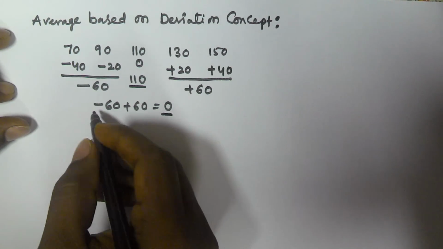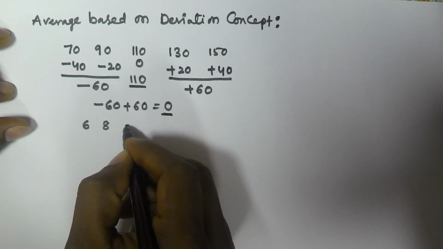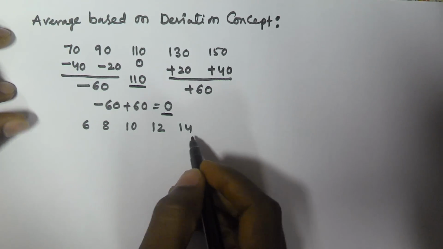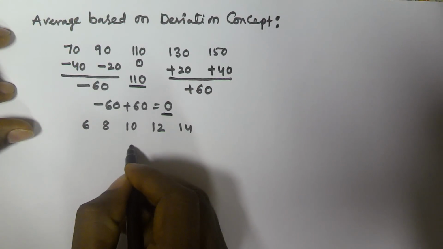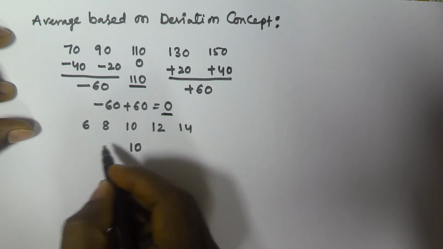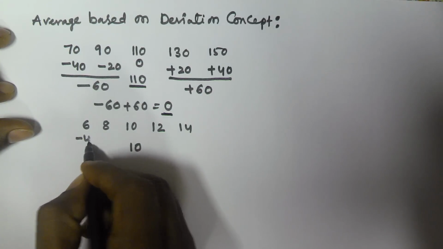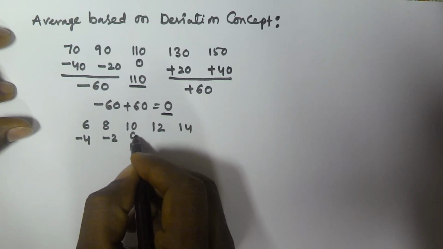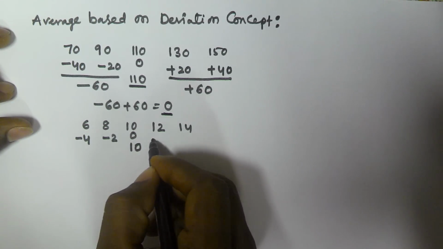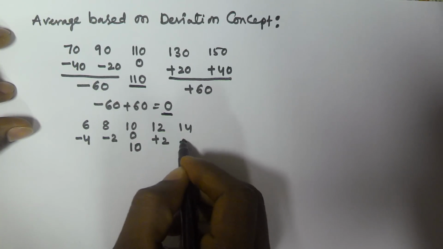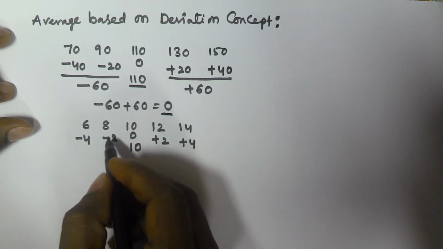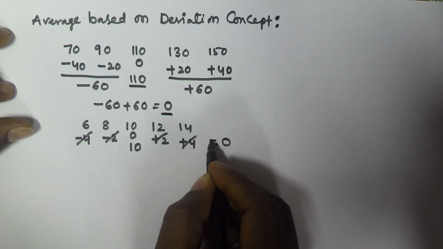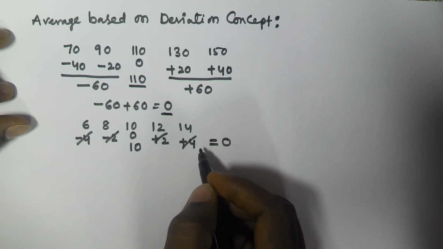Now let's see another example, where we have 6, 8, 10, 12 and 14. If you find the average of these numbers, the average is going to be 10. So 6 minus 10 makes minus 4 deviation. 8 minus 10 makes minus 2 deviation. 10 minus 10 is 0 deviation, 12 minus 10 makes plus 2 deviation, and 14 minus 10 makes plus 4 deviation. The minus 2 and plus 2 cancel, the minus 4 and plus 4 cancel, so the sum of all the deviations is going to be 0.